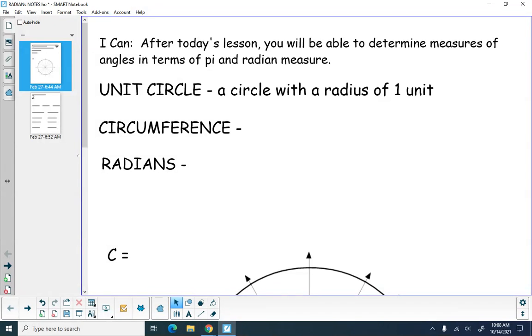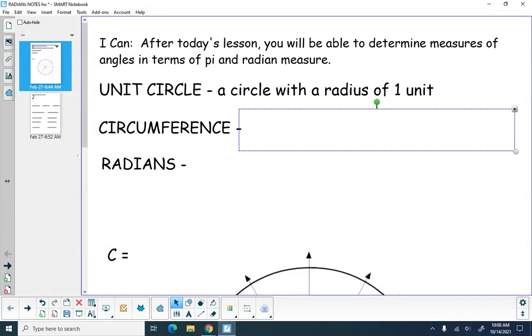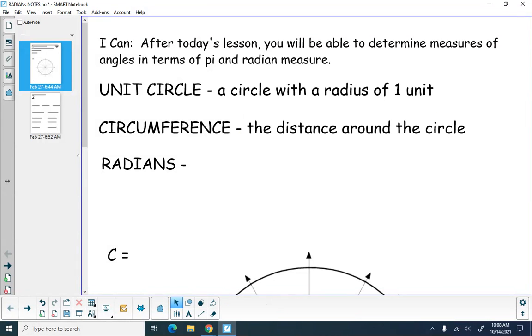When we talk about a circle, we have what is called the circumference. In geometry, you learned the circumference of a circle. What's the distance around a circle? It's the perimeter of a circle.